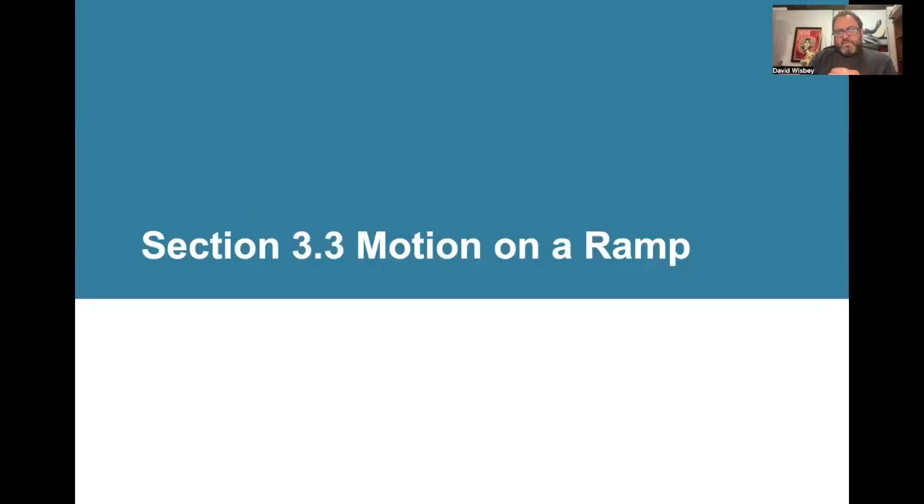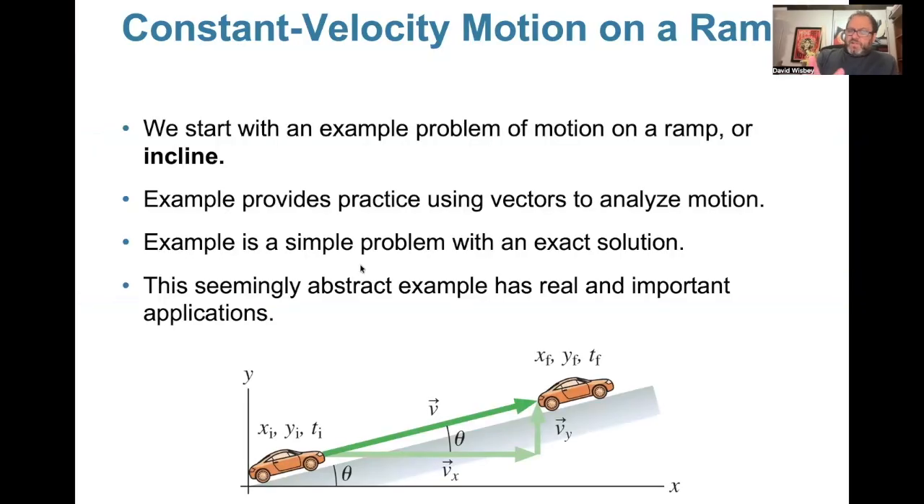Right. This is going to be section 3.3 and 3.4. So let's get started. We already did a little bit of section 3.3, but let's look at this problem.